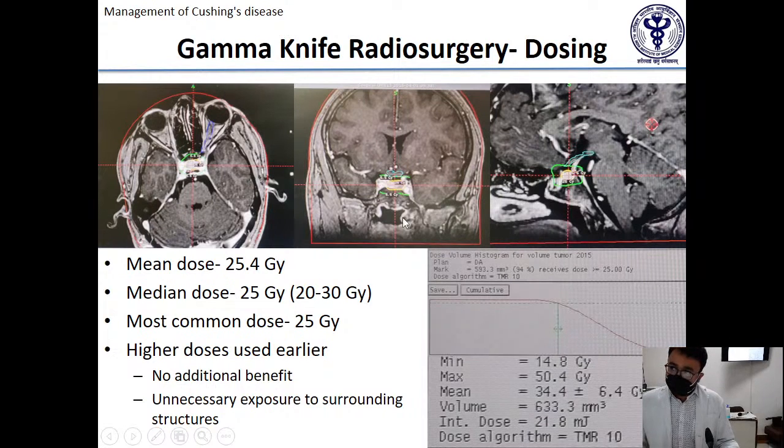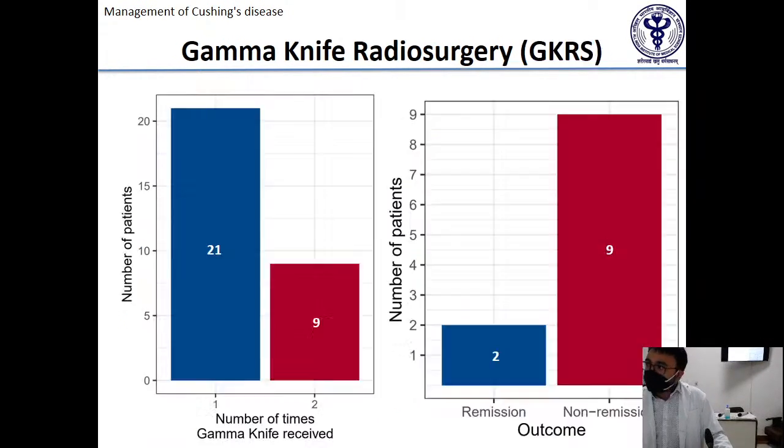Primary gamma knife is not indicated. We generally give gamma knife radiosurgery at a dose of around 25 gray. Earlier it used to be higher radiation, but that has not proven to have any benefit. So we're giving 25 gray radiation. In our experience, we have given gamma knife to around 30 patients, in which 21 patients received gamma knife once and the remaining 9 received it twice.